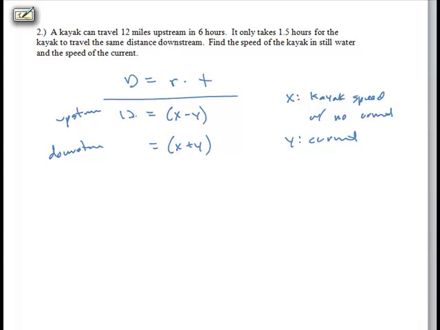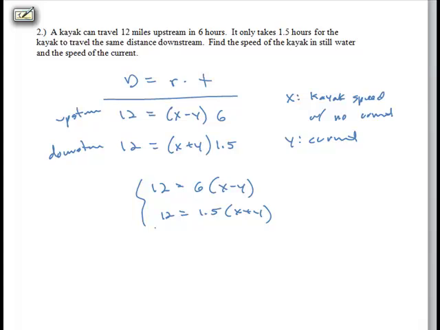Tells us it's going to be a 12-mile trip for each portion. The amount of time for the first part, the upstream, was 6 hours, and only 1.5 hours for the downstream. So 12 is equal to 6 times X minus Y. 12 is equal to 1.5 times X plus Y.